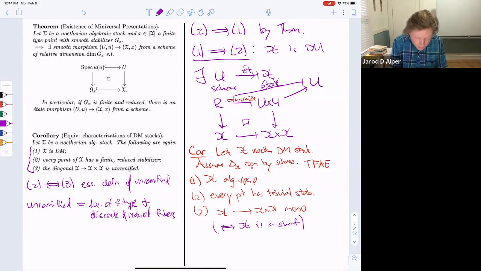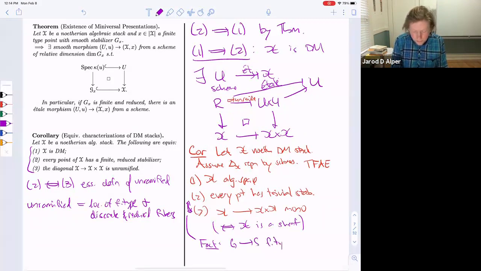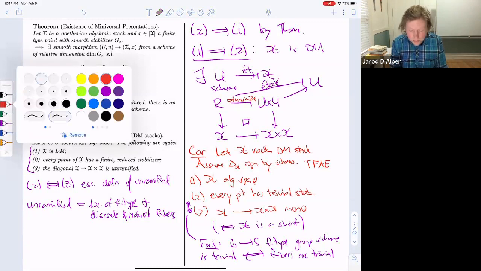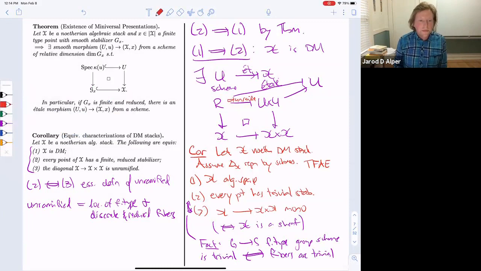And the connection between two and three here corresponds to this fact that a finite type group scheme is trivial if and only if its fibers are trivial. So when I say every point has trivial stabilizer, I mean every field valued point, or every geometric point even. But that is enough to know that the automorphism group of any family of objects is trivial, because what you get is some group scheme defined over your base, but you know all the fibers are trivial, and it's this fact from algebraic group theory that tells you that therefore your group scheme is trivial.